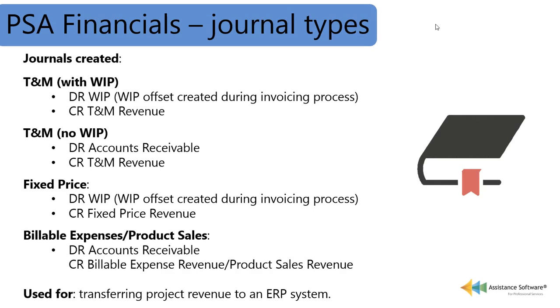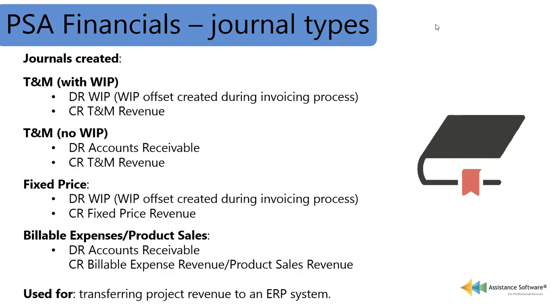Fixed price uses WIP accounting, and during the revenue recognition process, you're going to debit your WIP account or a similar asset account and credit your fixed price revenue. And very similarly to T&M with WIP, this WIP account is going to be offset when you invoice the revenue, and it will move that into accounts receivable.